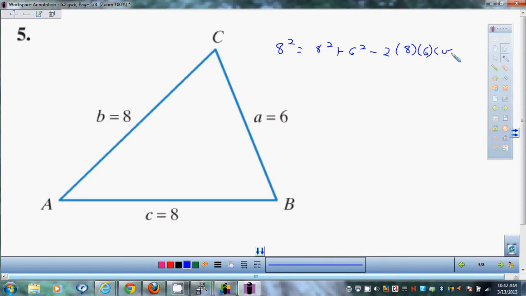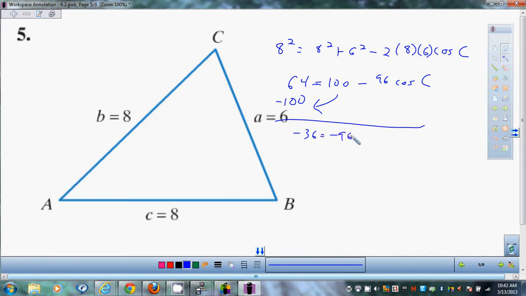64 equals 100 minus 96. Now again, do not subtract. Well, I mean, don't subtract those two. You have to subtract the 100 first, giving you negative 36 equals negative 96 over cosine C. Divide by negative 96. So you're going to take cosine inverse of 36 over 96, since the negatives canceled, equals Charlie.